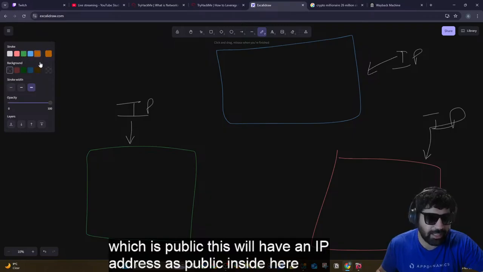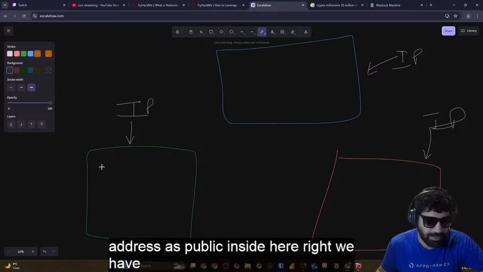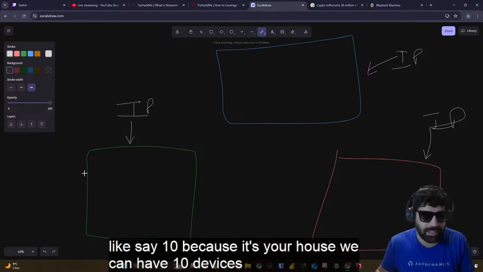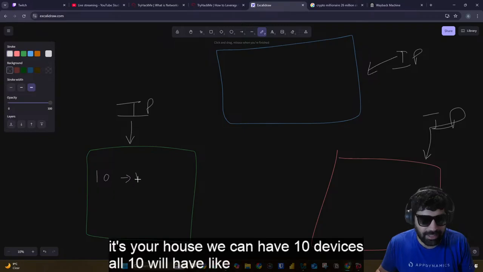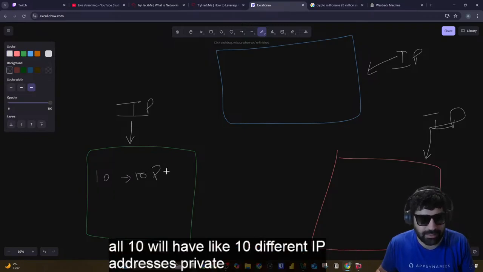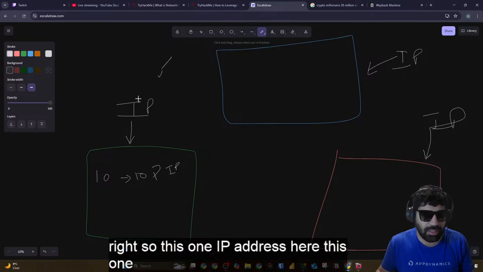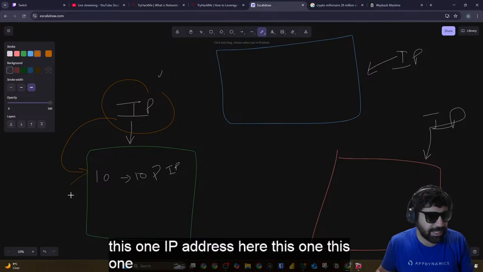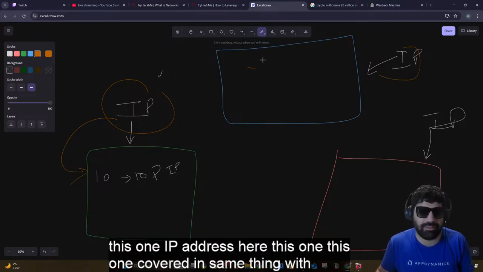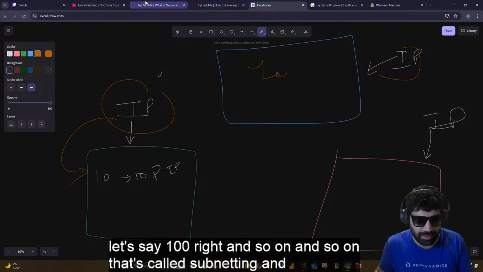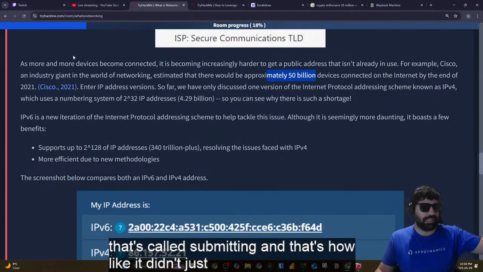Inside here, because it's your house, we can have 10 devices. All 10 will have 10 different IP addresses, private IP addresses, right? So this one public IP address can cover 10. Same thing with this one, which can cover, let's say, 100, and so on. That's called subnetting, and that's how the whole world didn't end.